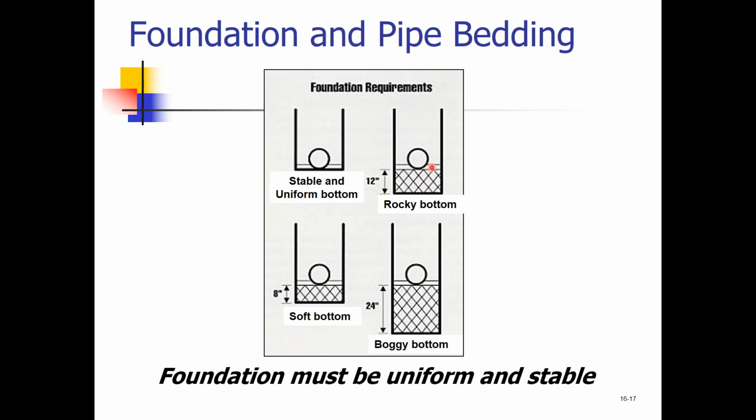As we all know, rock is not uniform, so it needs to be flat surfaced across there. If you have a soft bottom, you may want to build that up some more to get above that softness to make it a little more firm, a little more dense. And obviously, if you have a very wet, boggy area, you want to build up at least 24 inches above that boggy area so that it's a safe, stable foundation.